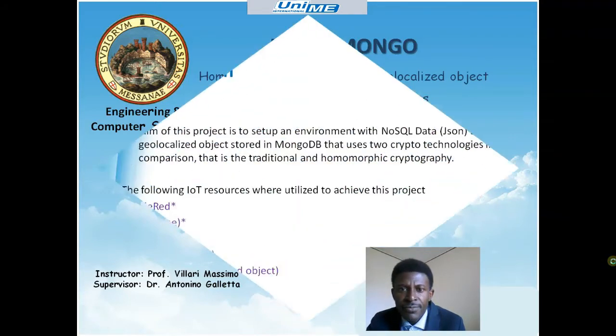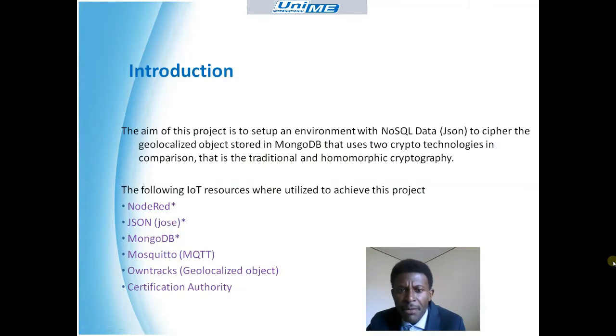Introduction. The aim of this project is to set up an environment with NoSQL data to cipher the geolocalized objects stored in MongoDB that uses two crypto technologies in comparison, that is the traditional and homomorphic cryptography.